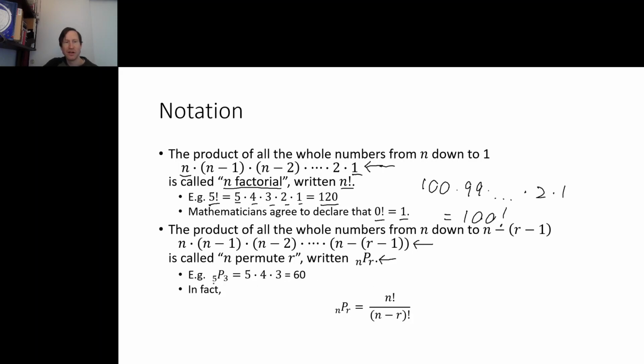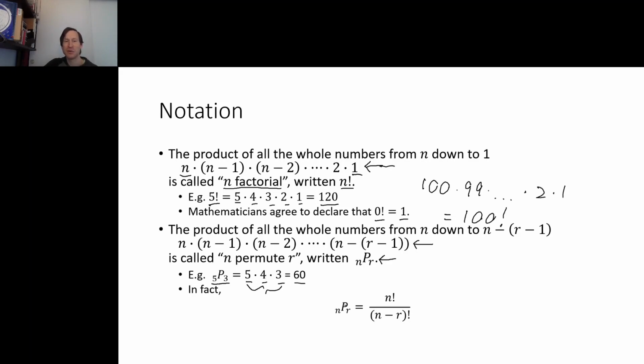So for example, 5 permute 3 would be 5 times 4 times 3. If you work that out, that comes out to 60. This looks a lot like a factorial, except the tail end of it is missing. There's no times 2 times 1 here. Well, you can still write this in terms of a factorial in the following way.